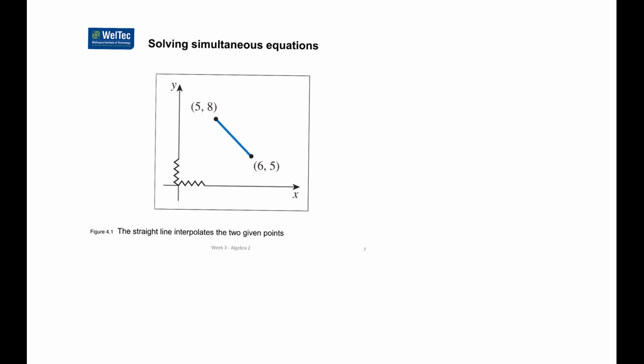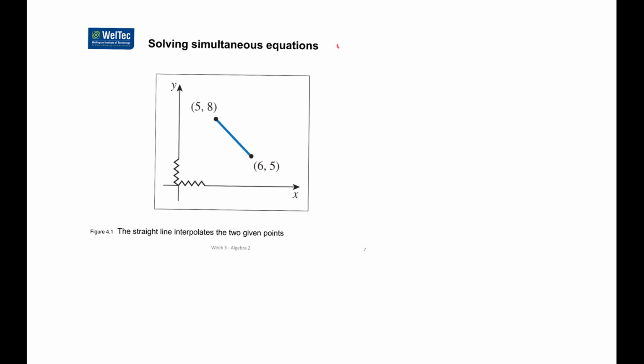There are many applications of solving simultaneous equations. Kirchhoff's law is a common example, but in many cases an experiment or something will have been done, and an equation needs to be formed to fit the data. So let's have a look at this one here. We've got 2 points of interest. We've got 5, 8, and we've got 6, 5. Now let's make the assumption that they are both fitting on a straight line.